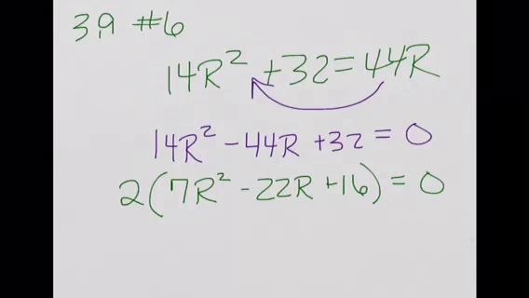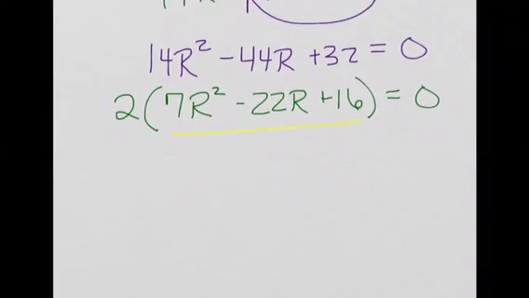So now I can see that they have nothing else in common. That 2 on the outside is just going to hang out and reappear kind of at the end of my problem. What I want to do first, though, is take this 7r squared minus 22r plus 16 and factor it.